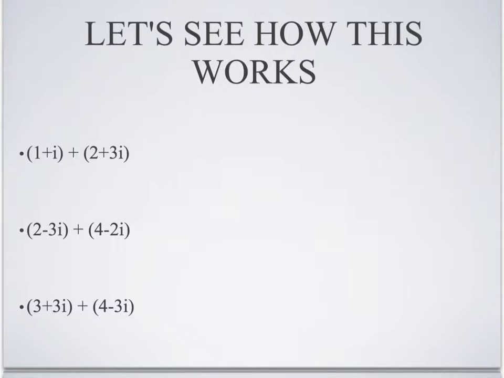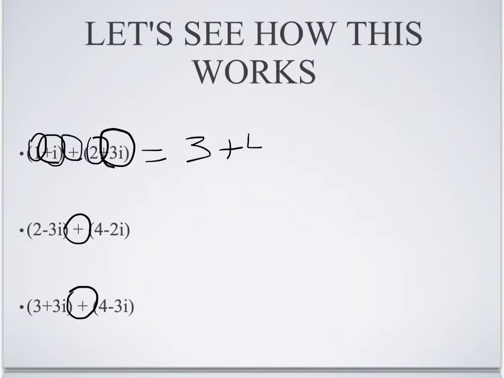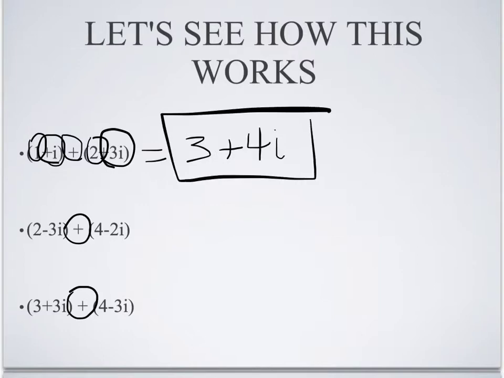So remember, the first thing to do is identify which operation we're working with. So in this case, we're working with addition. Each one of those says addition. So we just combine like terms. 1 plus 2 is 3. i plus 3i is 4i. Just like we would combine like terms if that i was a variable.